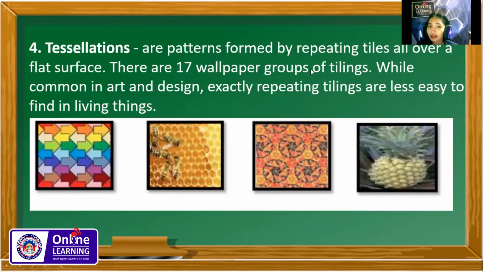Next, tessellation. Tessellations are patterns formed by repeating tiles all over a flat surface. There are 17 wallpaper groups of tilings. While common in art and design, exactly repeating tilings are less easy to find in living things. So we commonly see these in arts, like in the dimensional designs we made before.